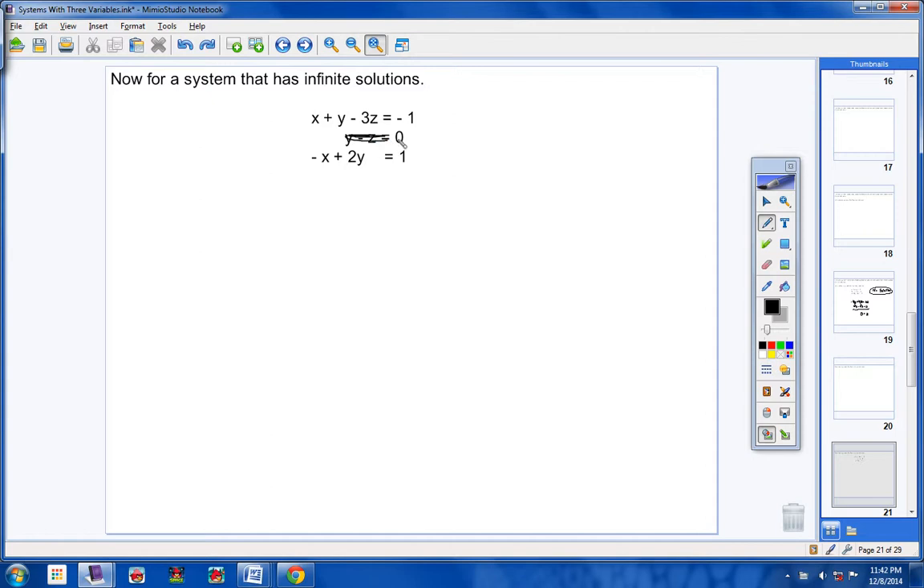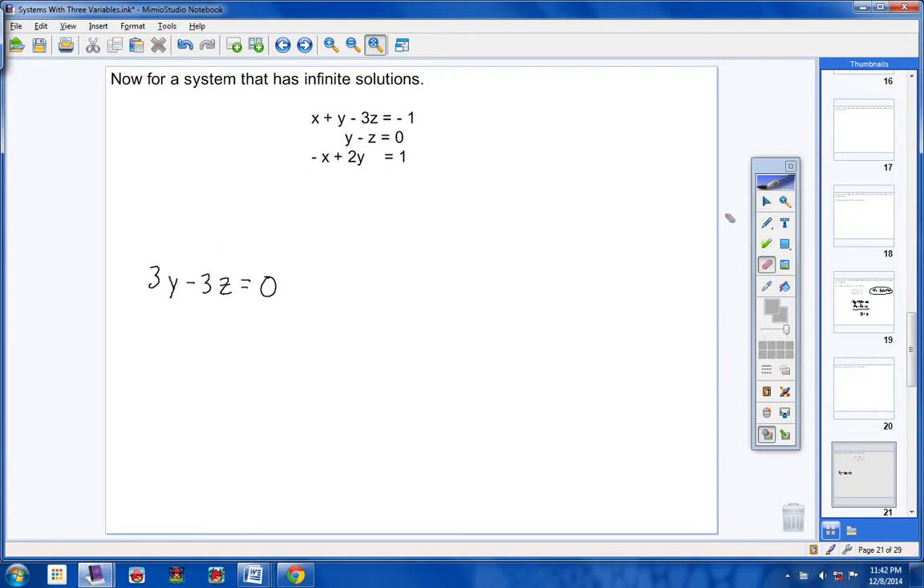So here we go. I'm going to cross this off for a second. X's cancel. Y plus 2y is 3y. Negative 3z plus nothing. There's nothing here, like a 0, is negative 3z. And negative 1 plus 1 is 0. So there we go. There's one of my equations. We'll slide that right over here.